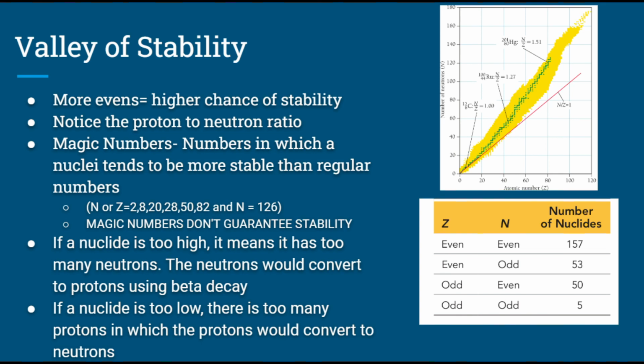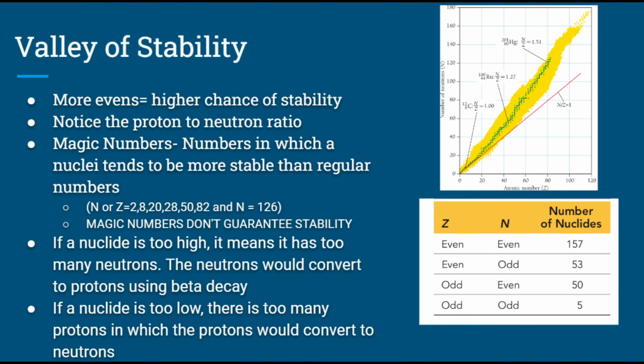If the nuclide is too high in the ratio, that means it has too many neutrons. The neutrons will convert to protons using beta decay. And on the other hand, if the nuclide is too low, that means there's too many protons, in which the protons would convert to neutrons.